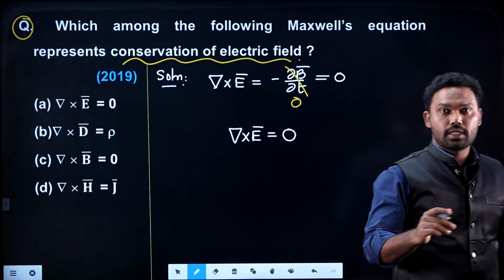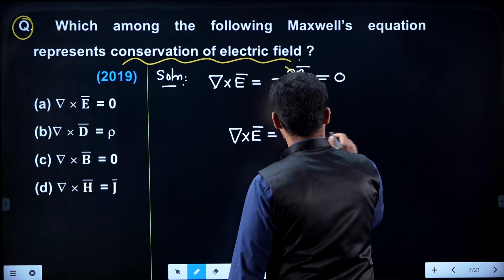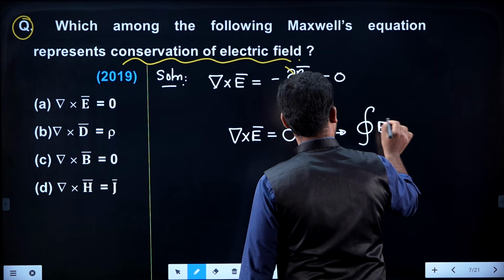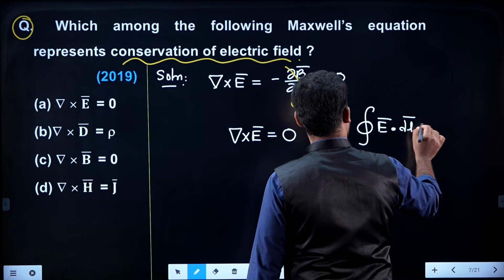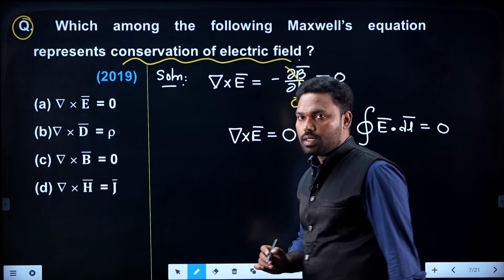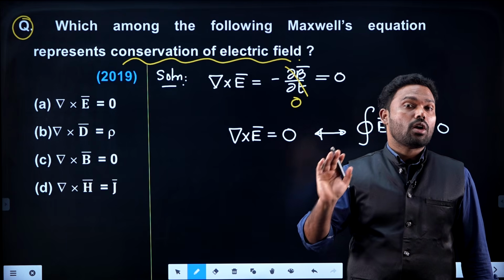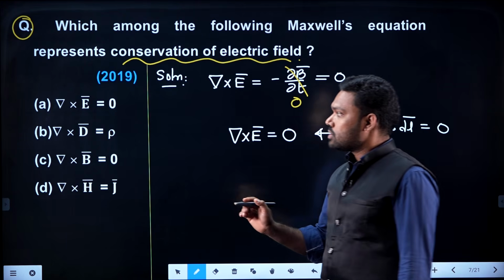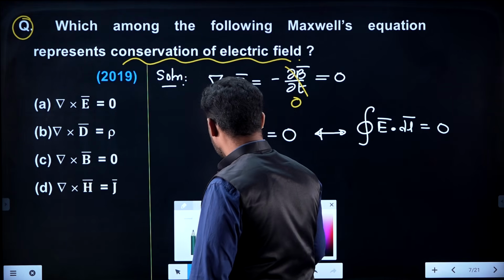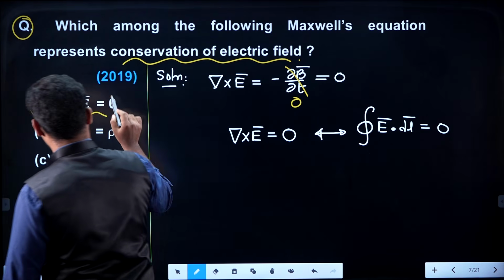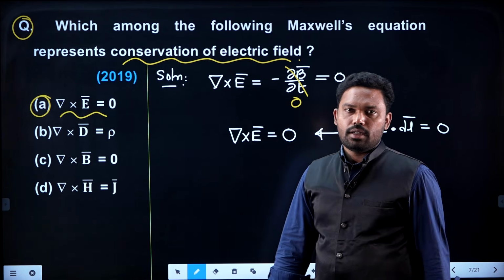If you want to write this one in the integral form, what happens? This will simply become closed line integral of E dot dL. If a curl of any vector goes 0, then it is called conservative field. That means line integral is only a function of location of initial and final points, but not of the shape of the contour chosen. So, what is the answer from here? Curl of E is equal to 0. Option A is the answer. Let us proceed further.